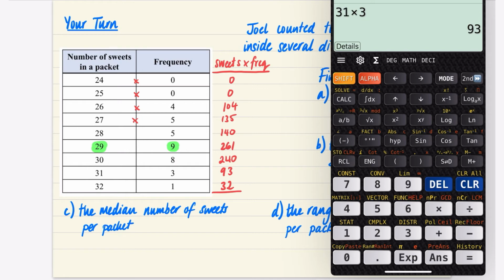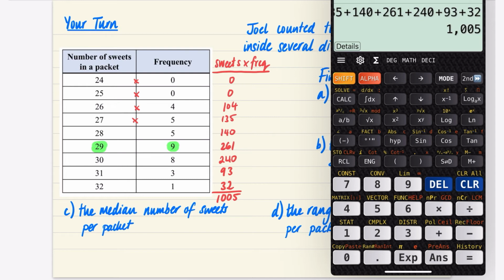I'm going to find out how many sweets there were in total. So I'm going to add up all of these numbers. I'll do 104, 135, 140, 261, 240, 93, and 32. They add up to 1005. So that actually means that Joel counted 1005 sweets in total.